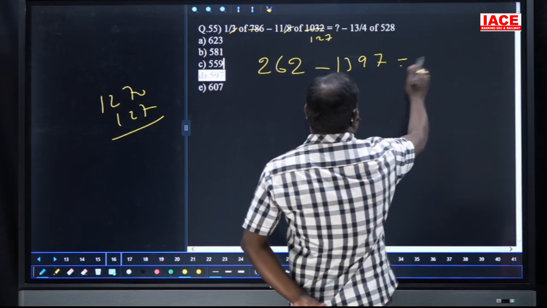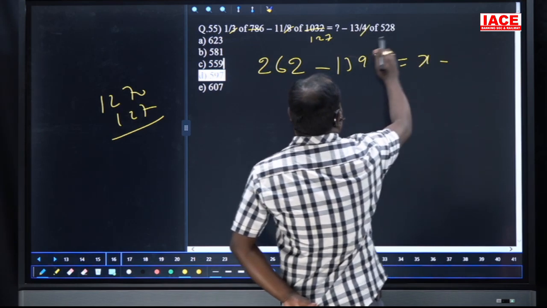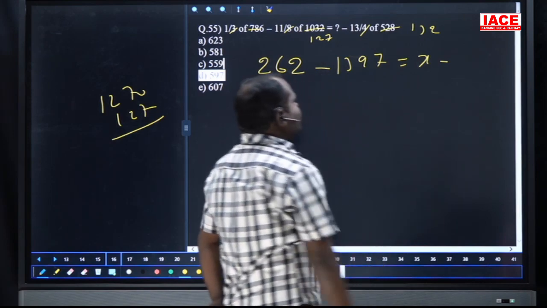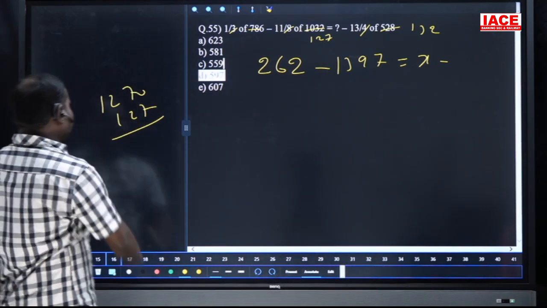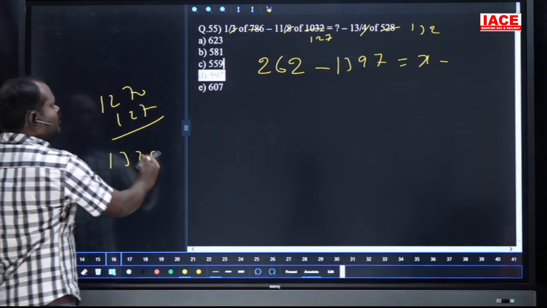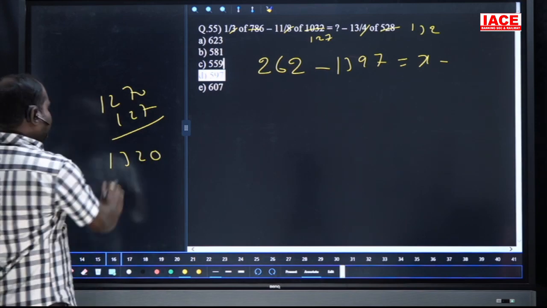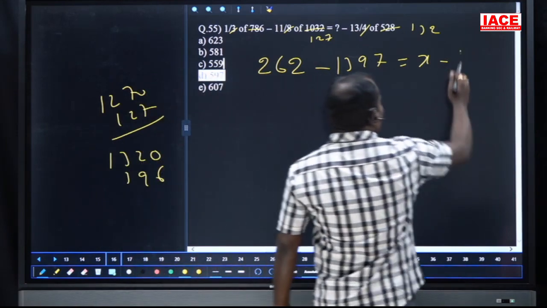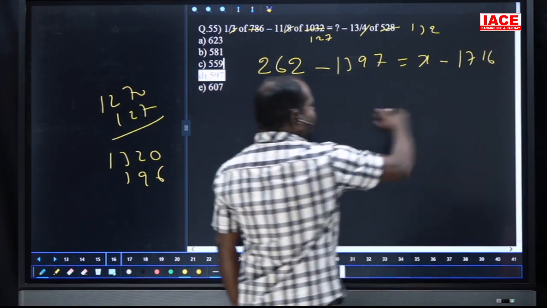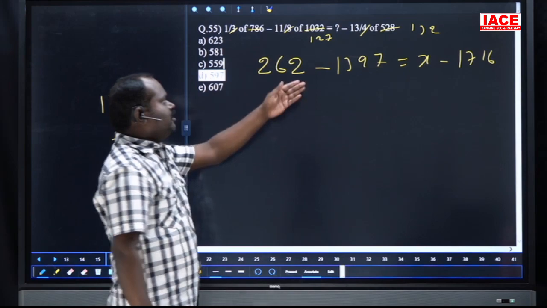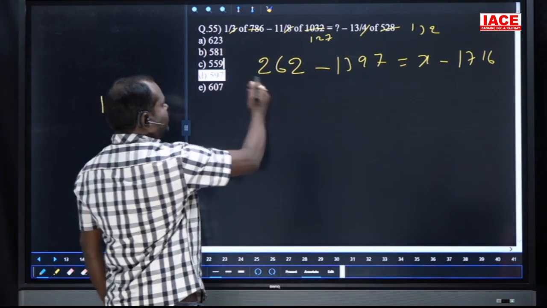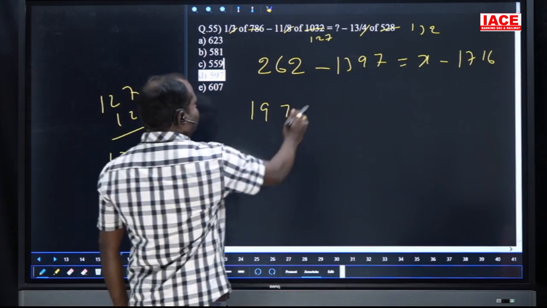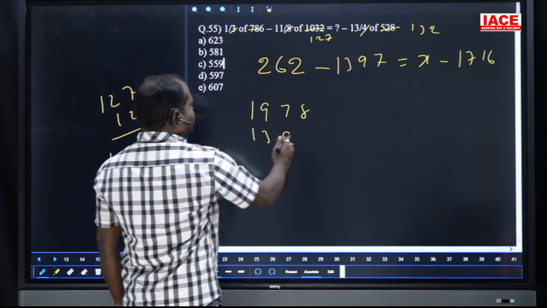Equals to some x minus. By cancelling with 4, 4 ones, 4 threes, 132, 13 times 132: 10 times is 1320, plus 3 times is 396, so 1716. 1716 minus 1716 becomes plus 1716. Here 17, 19, 60 plus 10, 78, 1978, minus 1397.